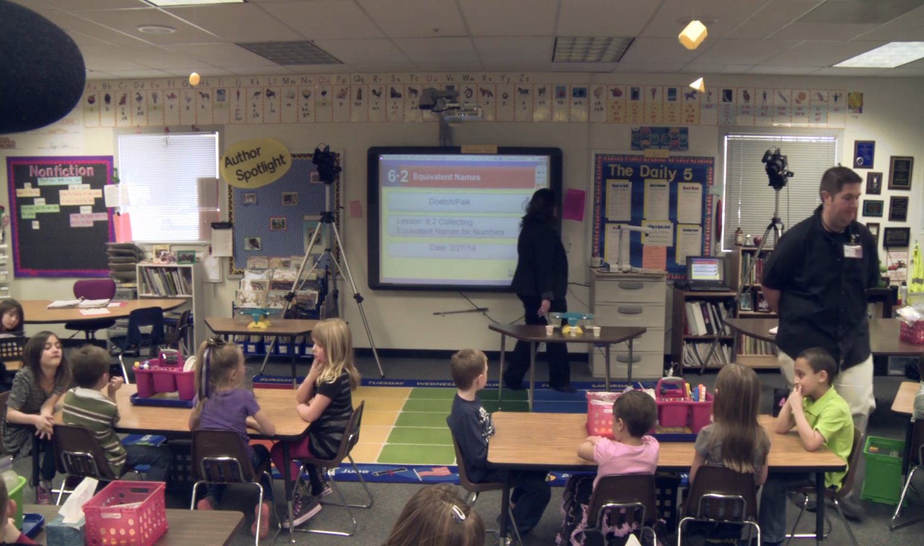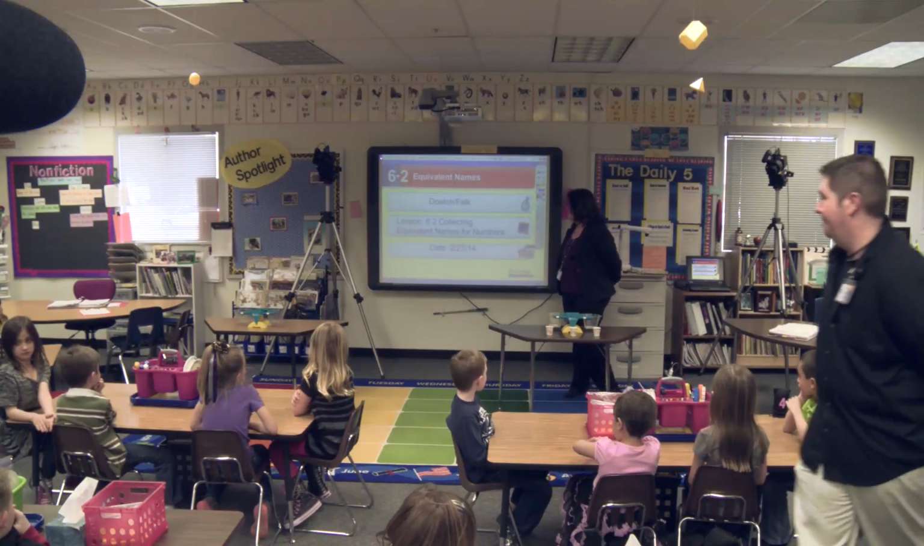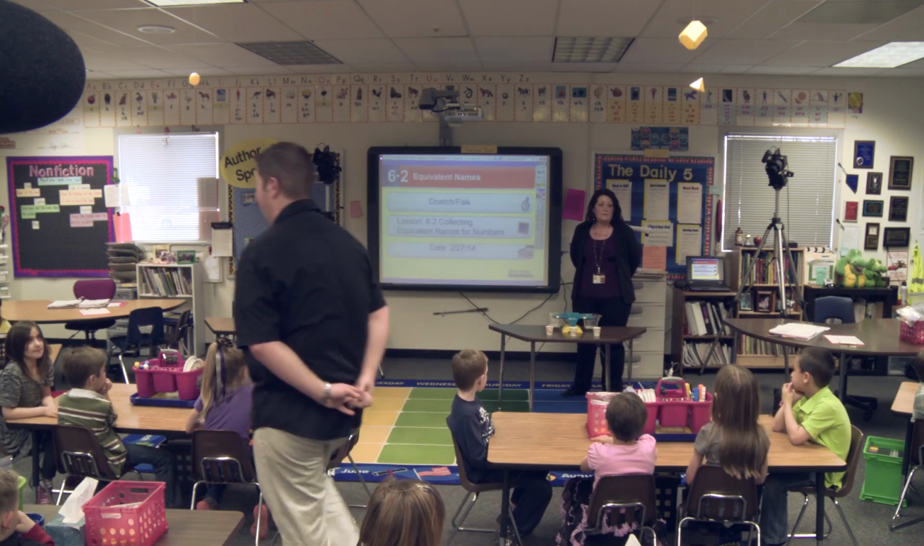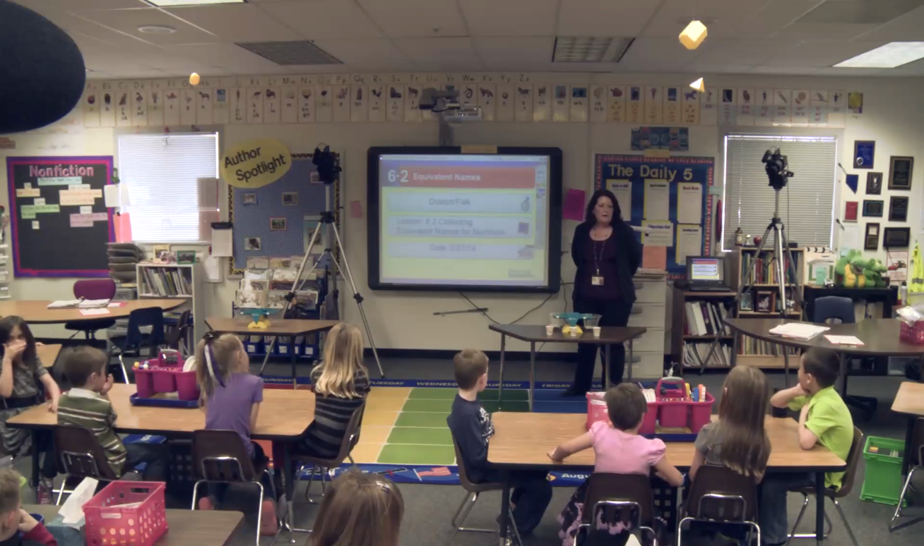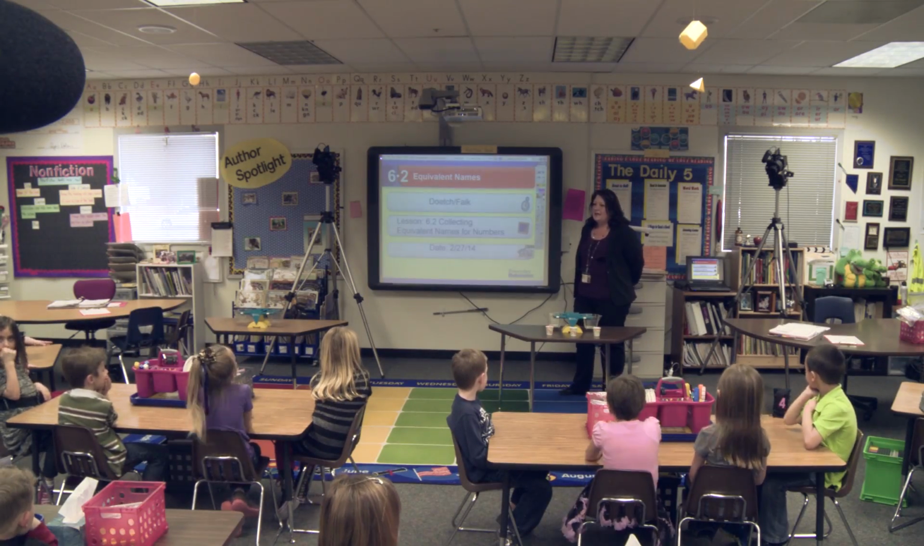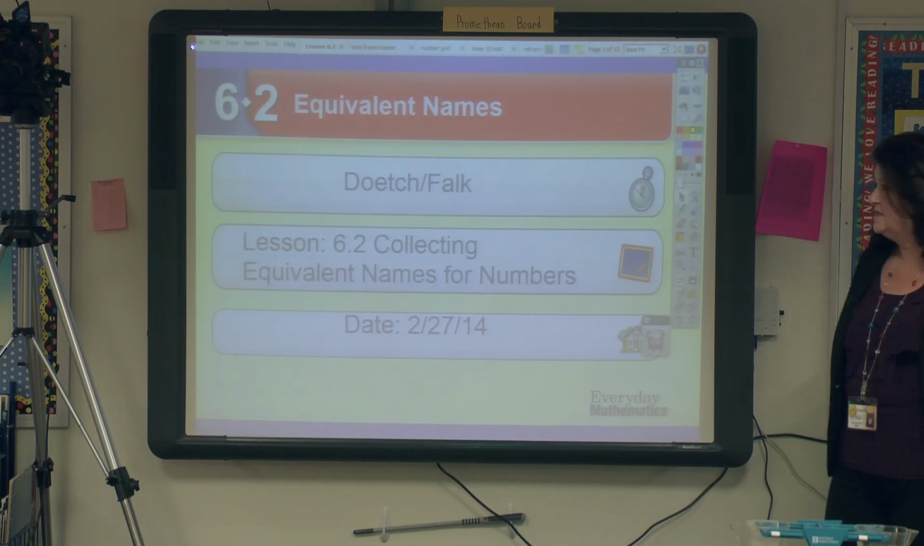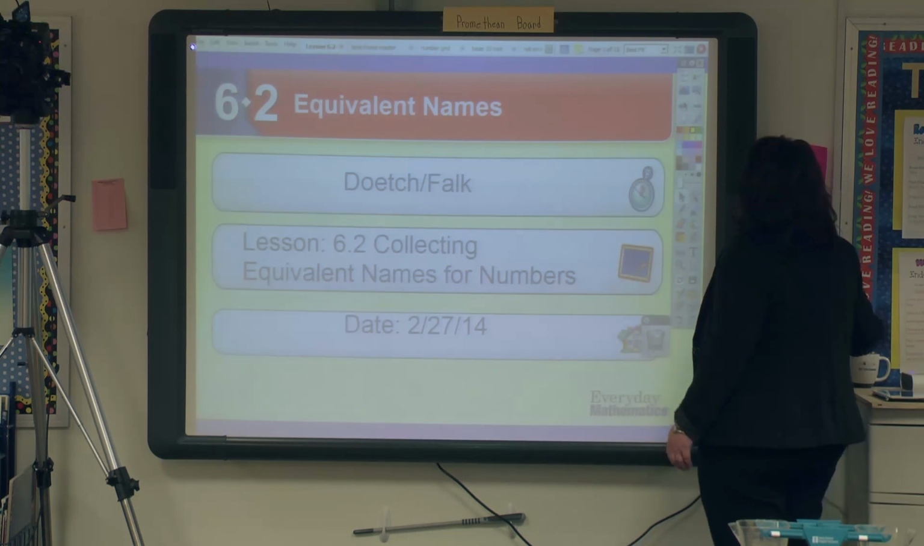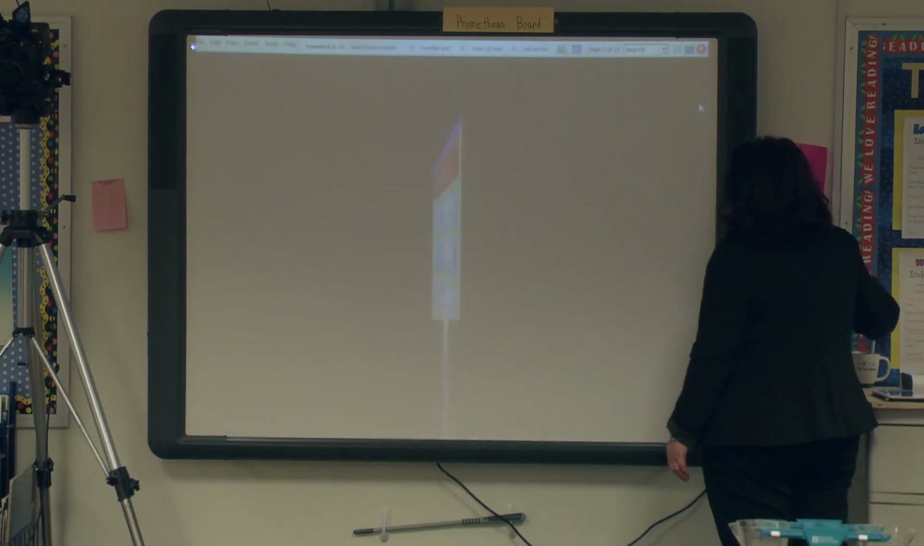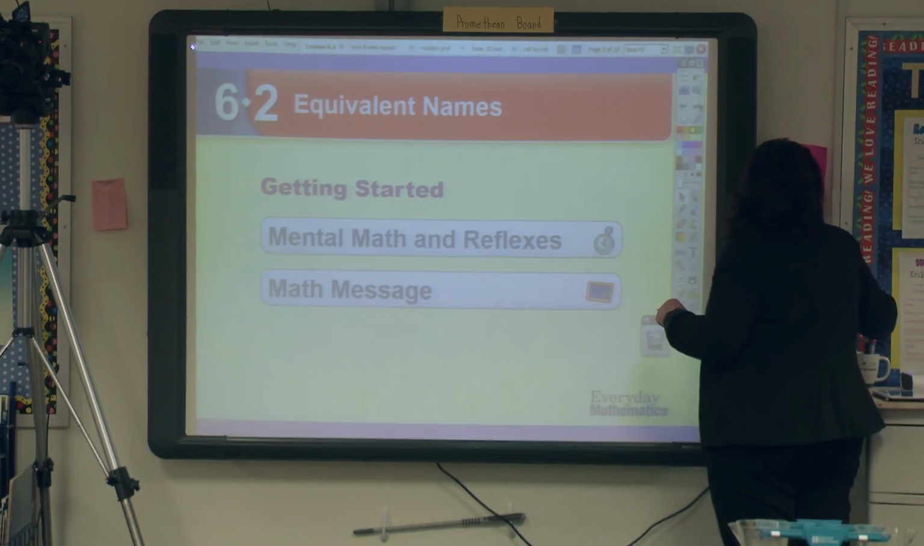All right, friends, we're going to be starting our new lesson today on collecting equivalent names for numbers. So our vocabulary word there is equivalent names. Whisper that with me. Equivalent names. All right. We have a new word today. So we're going to think about what does that word mean today. We're going to define that word, and we're going to work with that definition.